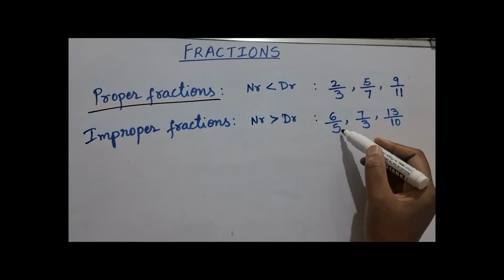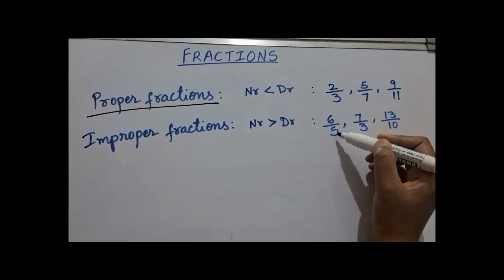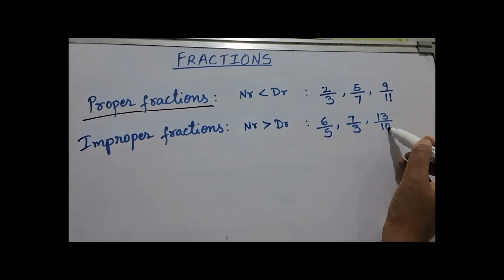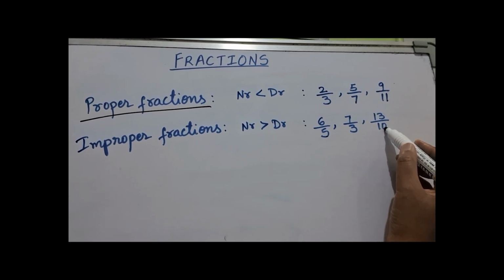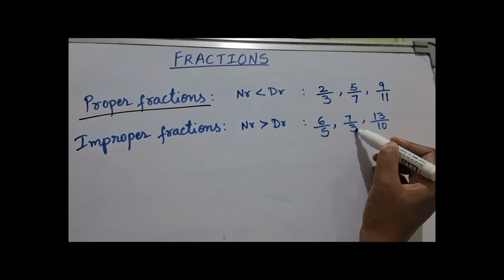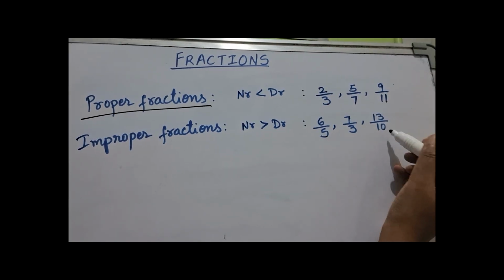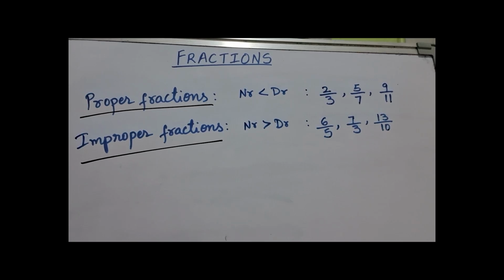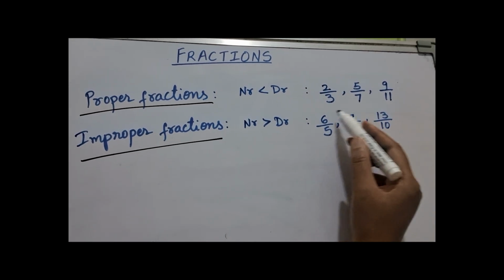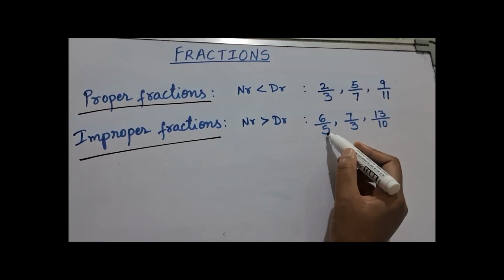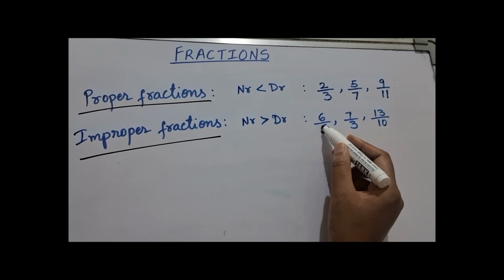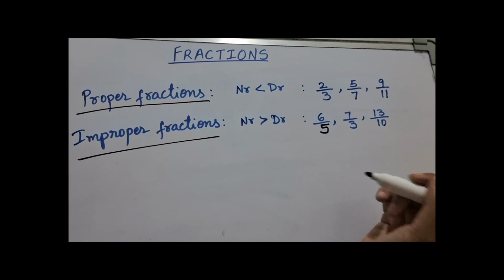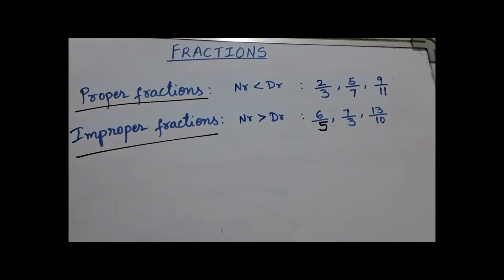And where the numerator is greater than the denominator, here you can see the examples. These three fractions have numerator greater than their denominator. Such fractions are called improper fractions. In improper fractions, definitely one whole will be there, one whole part along with some fractional part of the whole.